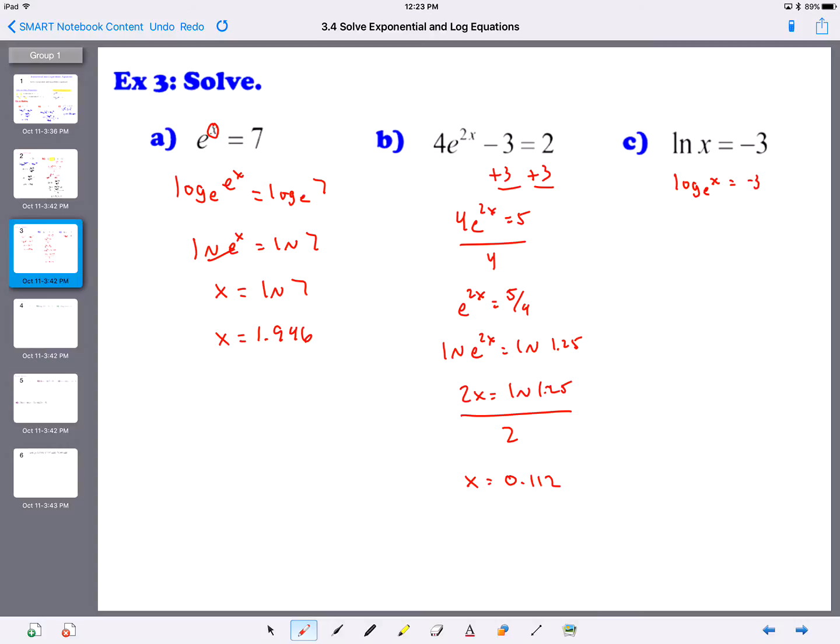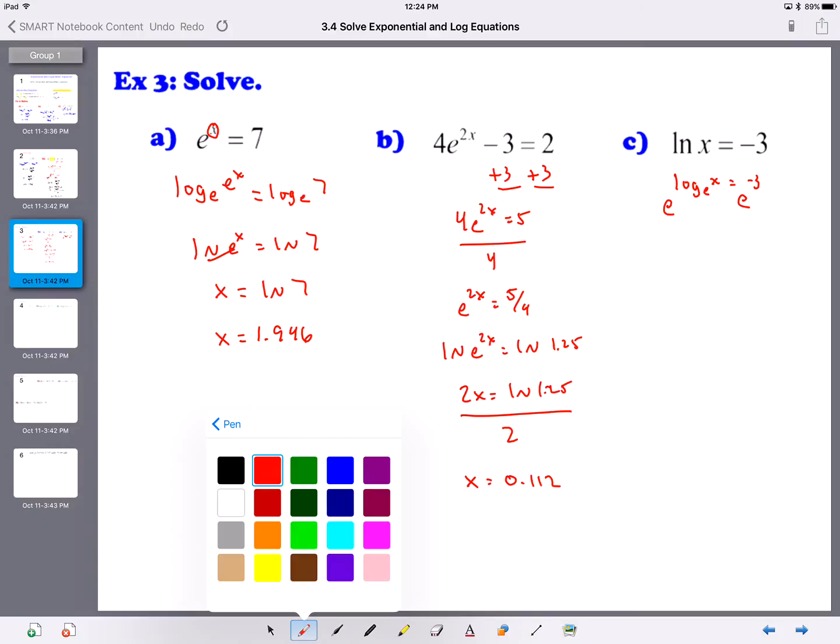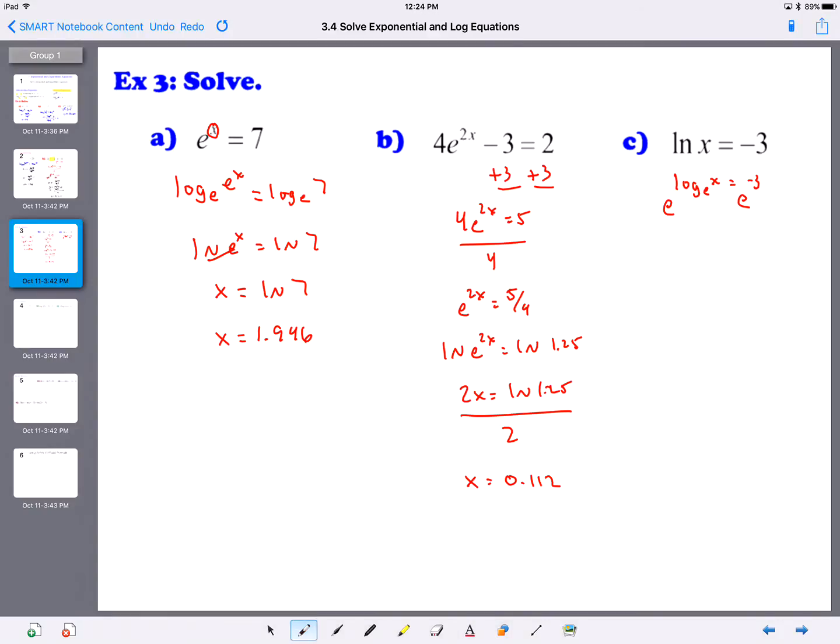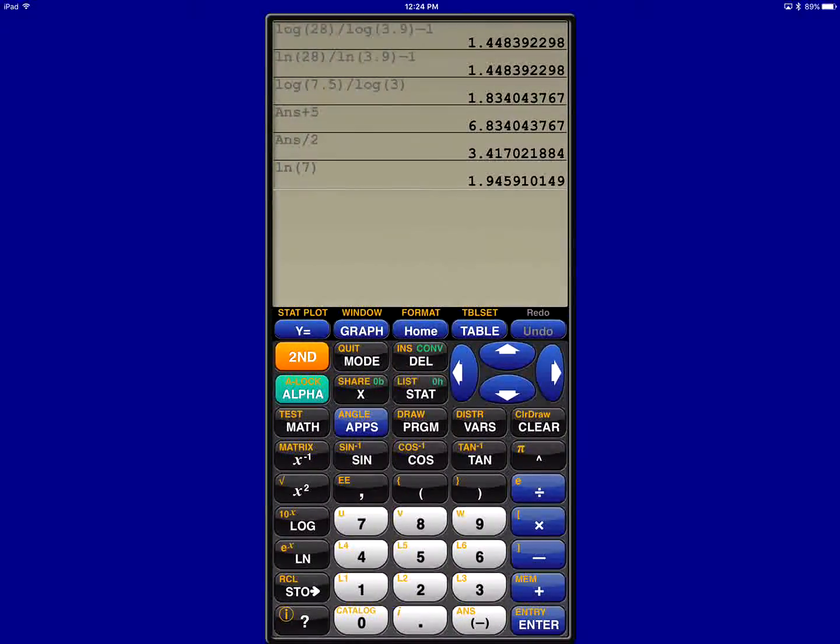So how do you undo that? Well, the base is e, so I'm going to say e raised to the natural log and e raised to the -3. And when you do that, you can see that they're inverses of each other. They cancel, and so you're left with x is equal to e raised to the -3. And then you plug that into your calculator. So what's e raised to the -3?